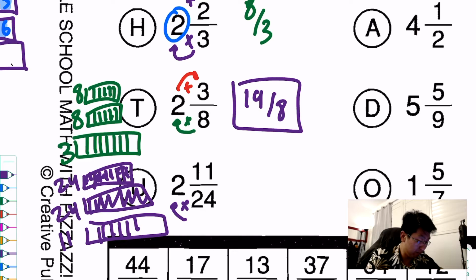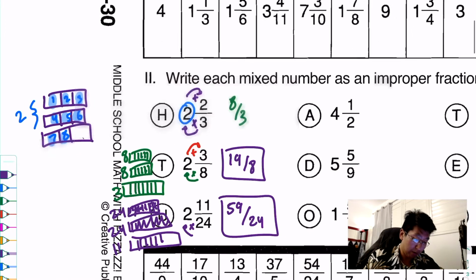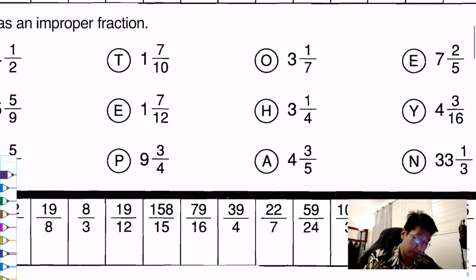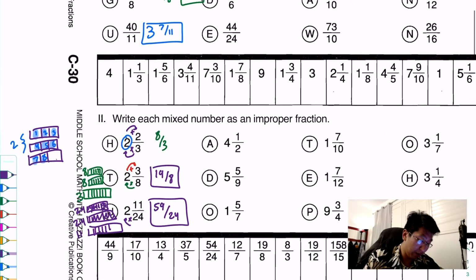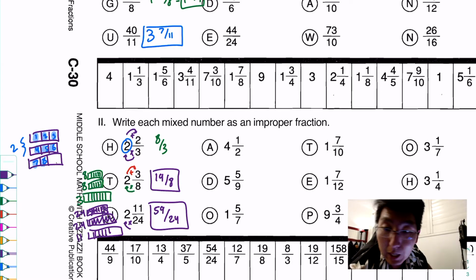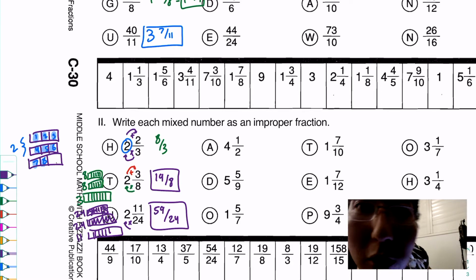That's 59 out of 24. Is it 54 out of 24? No, 59 out of 24. Okay? And so that's how you convert mixed numbers to improper fractions.